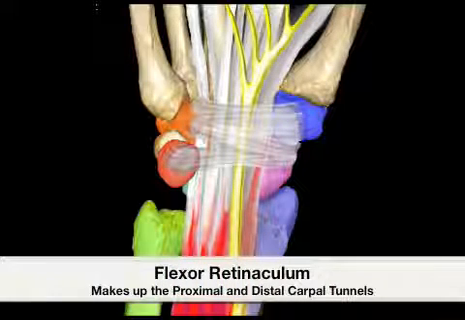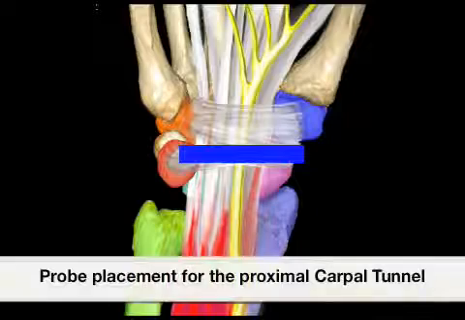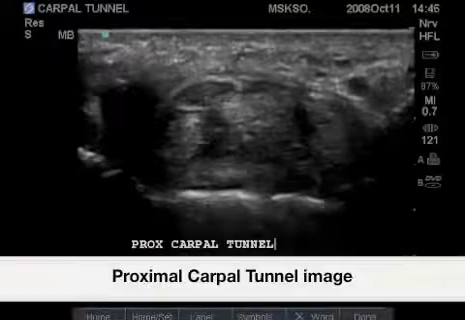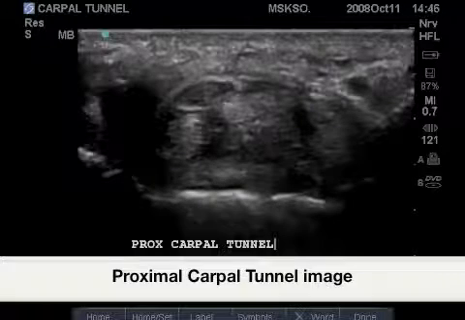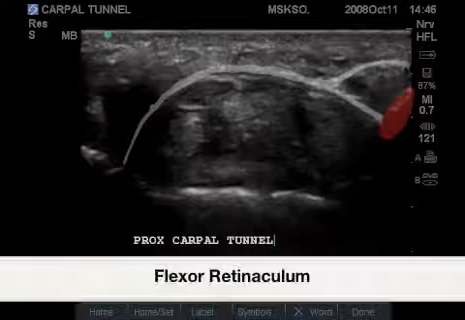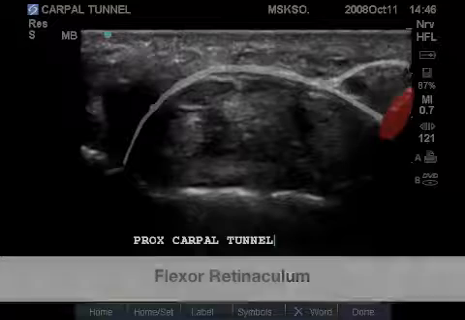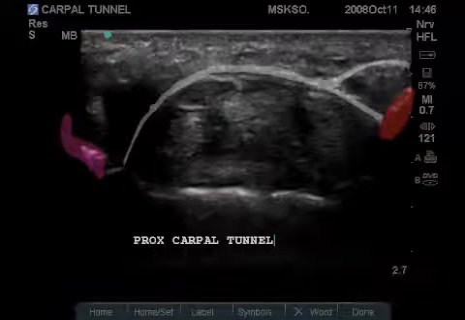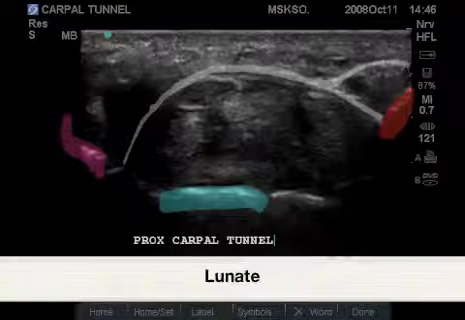Probe placement for the proximal carpal tunnel examination is in blue. Here's the corresponding image. Highlighted here in white is the actual flexor retinaculum. Highlighted in purple is the scaphoid insertion, and red is the pisiform. The blue is the lunate surface.